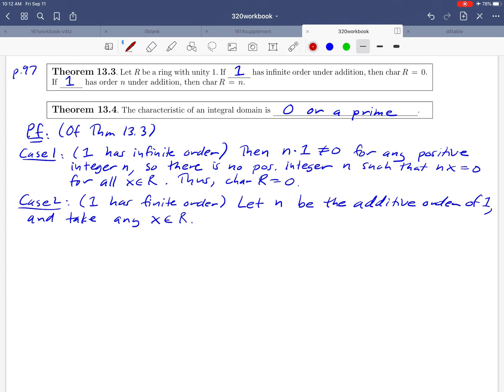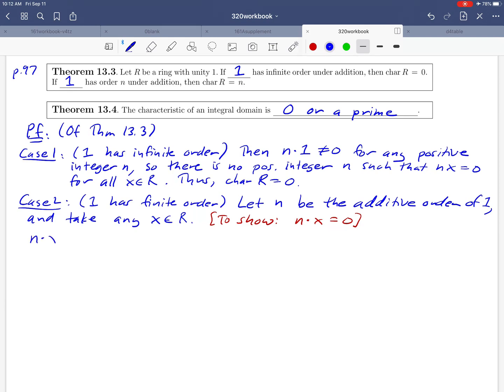Remember what we're trying to show here. We're trying to show that the characteristic of the ring is n. Because n is the additive order of 1, we just need to show that if we take n copies of x and add them together, we should get 0. All right, that's where we're trying to go here. Well, here goes. Let's see if we can do that.